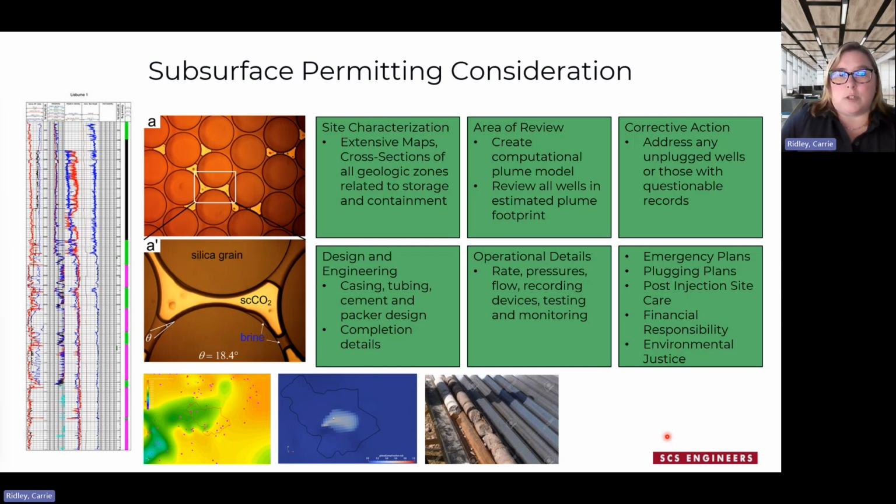And then once the construction was complete, there'd be iterations of how the plume would be expected to travel. Area of review would be updated based on local information that would be derived from the drilling of the wells. And then ultimately EPA or the state-run regulatory body would give approval to inject.